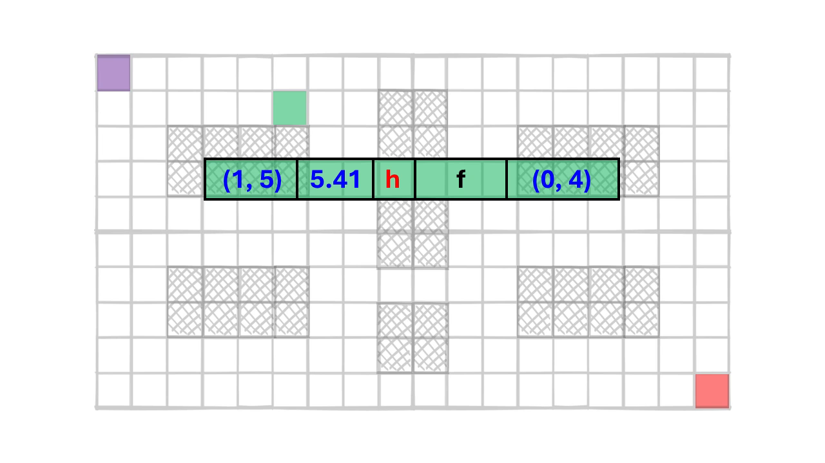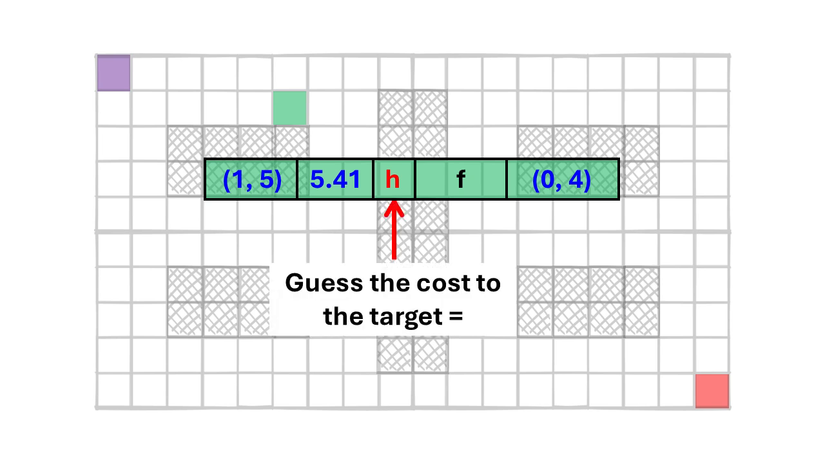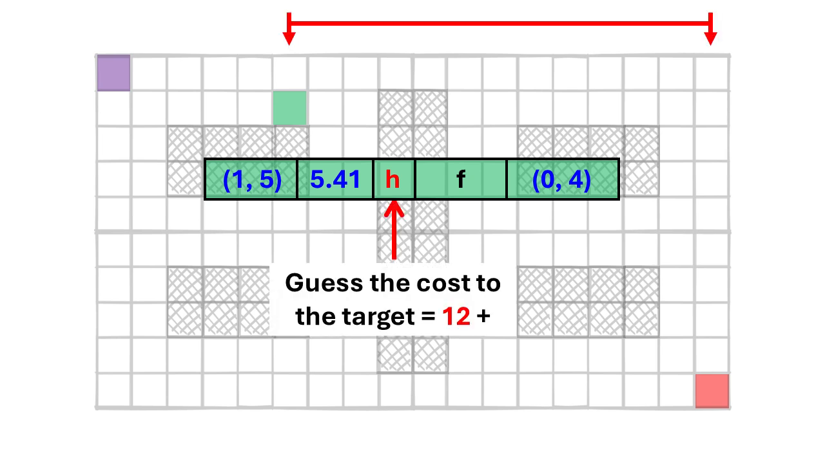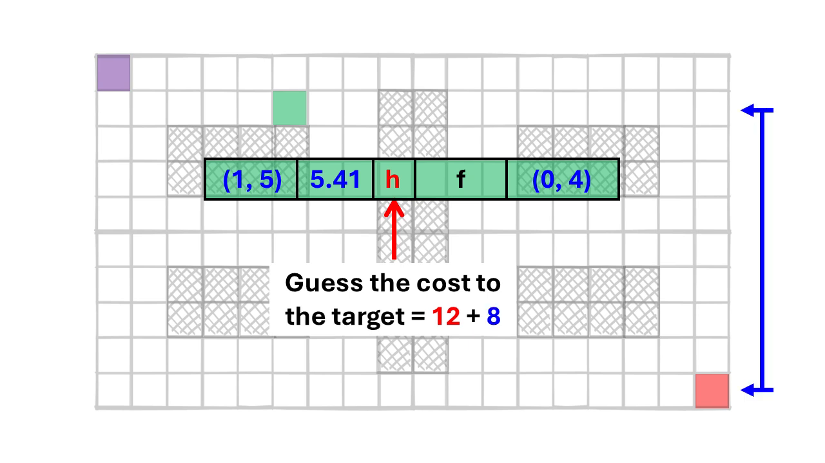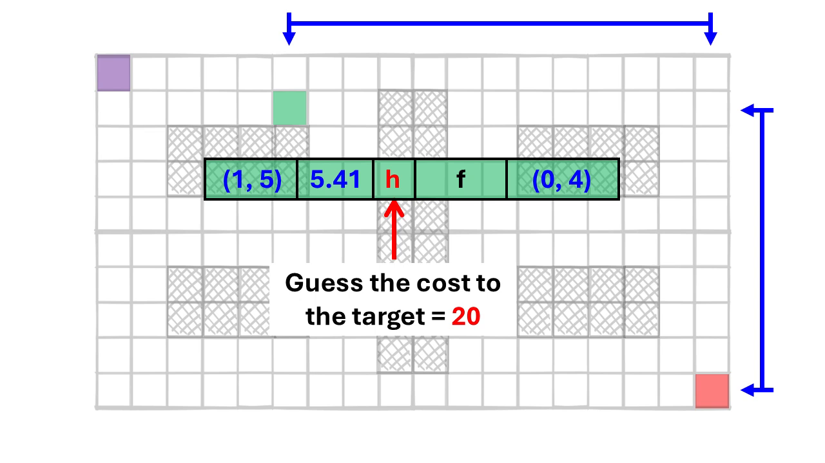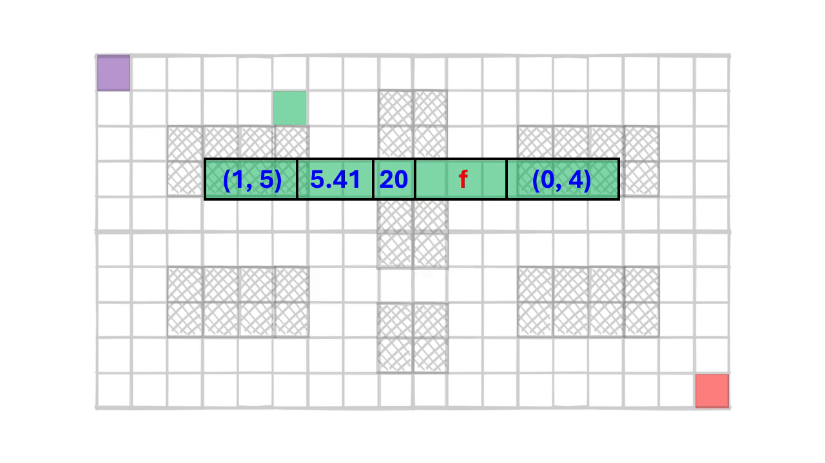Next up is the heuristic value, and for this we're going to use the Manhattan distance. So with 12 steps on the horizontal axis and 8 on the vertical, we have a Manhattan distance of 20. The last value is the f cost. This is simple. We just add the g cost and the h cost together, and we're done.